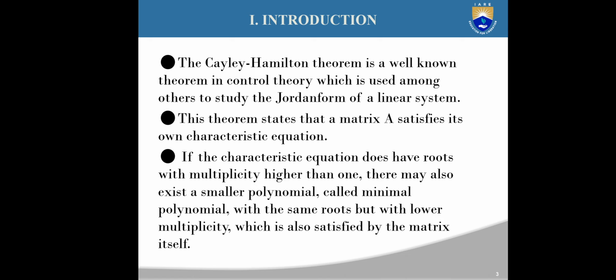Introduction. The Cayley-Hamilton theorem is a well-known theorem in control theory which is used among others to study the Jordan form of linear system. This theorem states that a matrix A satisfies its own characteristic equation. If the characteristic equation has roots with multiplicity higher than 1, there may also exist a smaller polynomial called the minimal polynomial with the same roots but with lower multiplicity, which is also satisfied by the matrix itself.